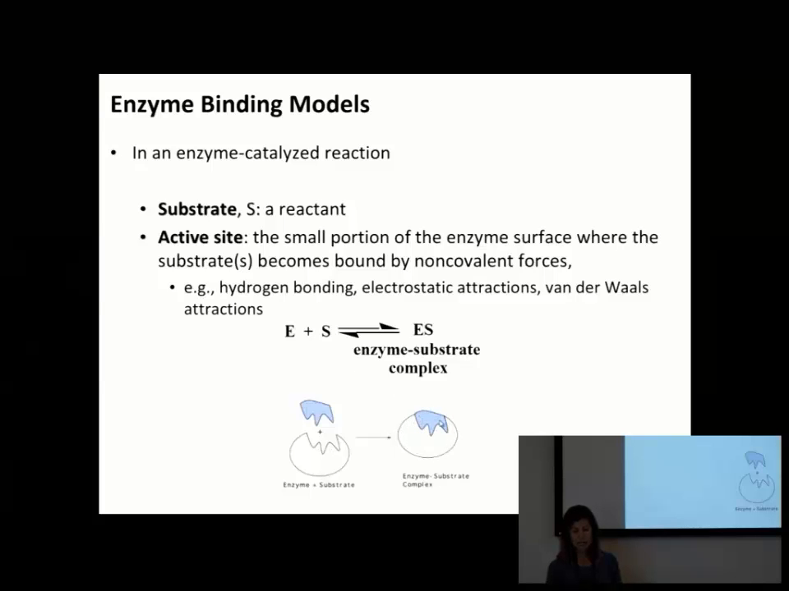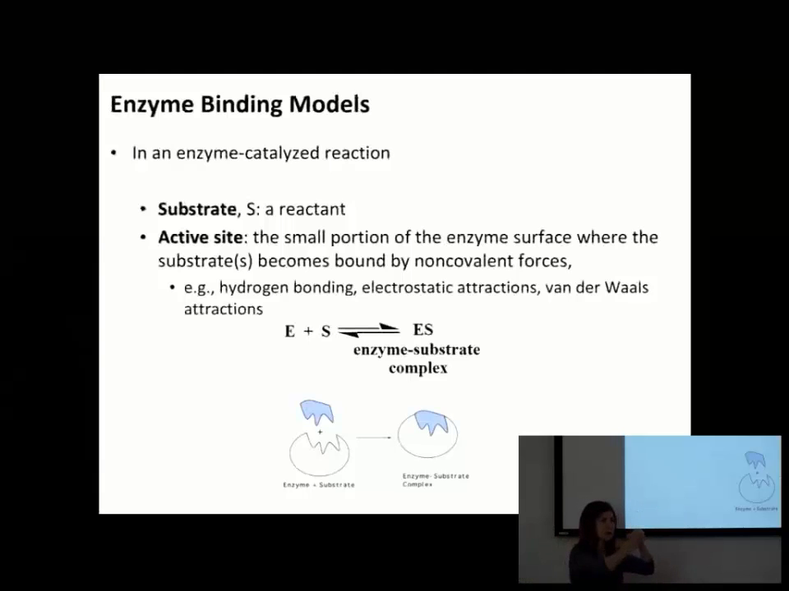And look at this double arrow. This double arrow means that it's reversible, that we can have that substrate come back out without forming a product. It's a reversible reaction. So sometimes, here my hand is the active site, and this is a substrate. It can go in and go back out. Sometimes it takes a couple times in order for it to come in and make that enzyme substrate complex.